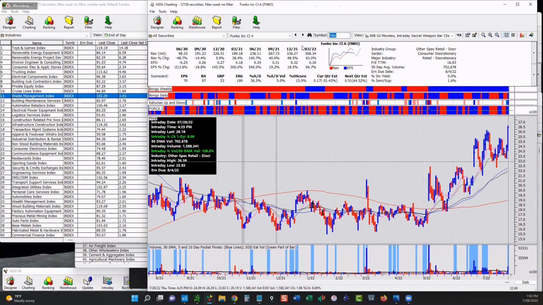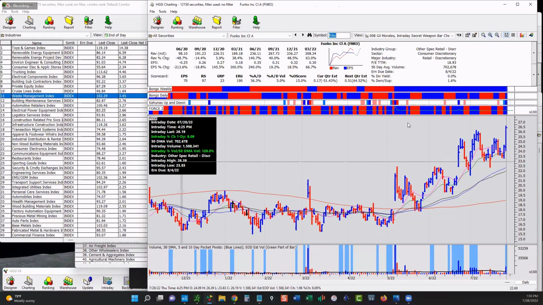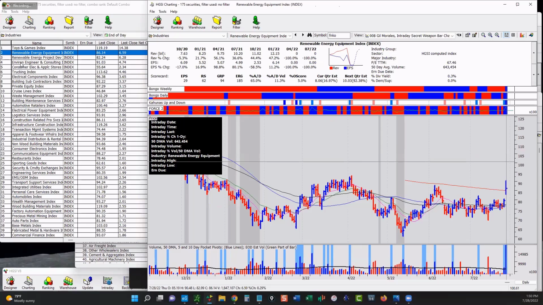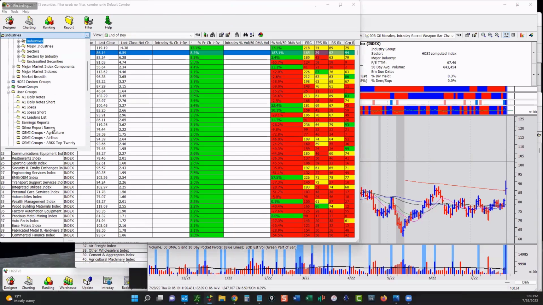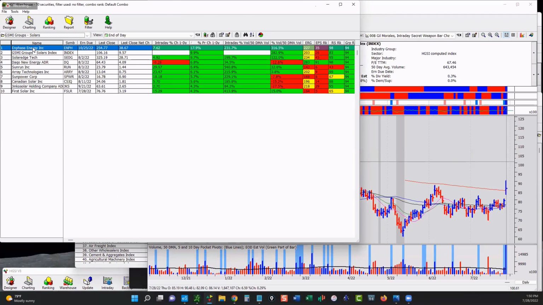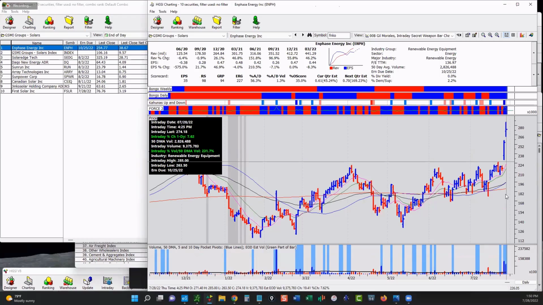Yeah, there's a big flag breakout, but I'm not going to chase that, especially with earnings coming up next week. But that was hot. This group was pretty hot, renewable energy equipment. But I can just go to my solar group over here, and there's some interesting things going on here today, I thought. Enphase is just up there.